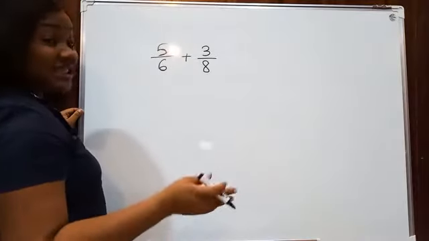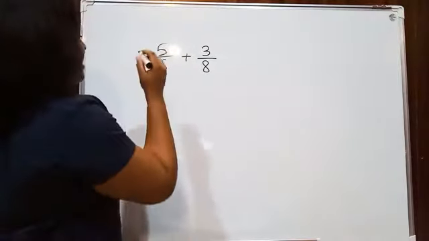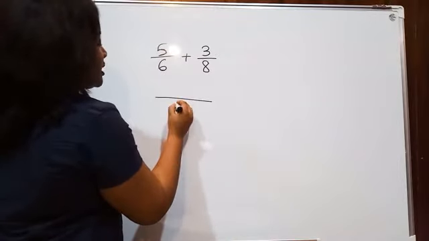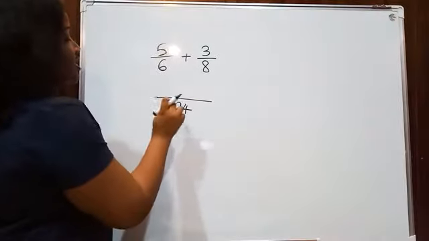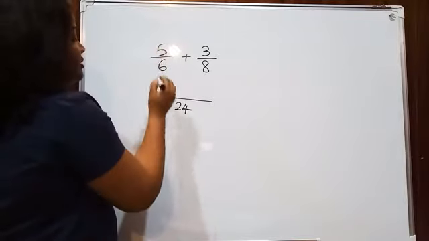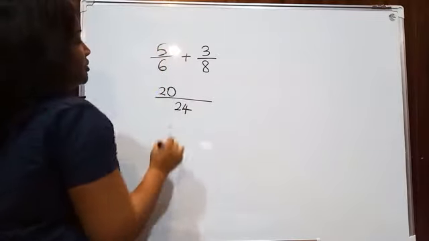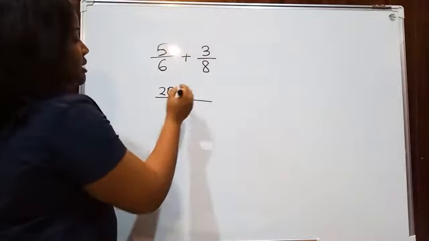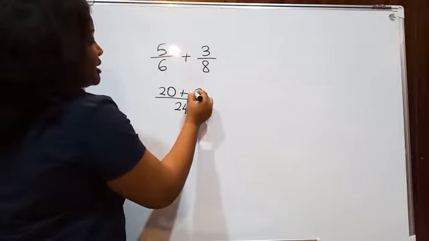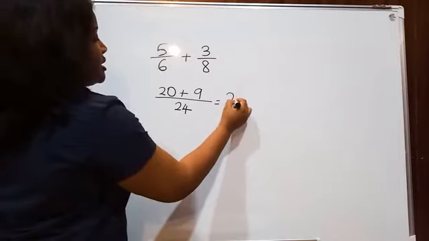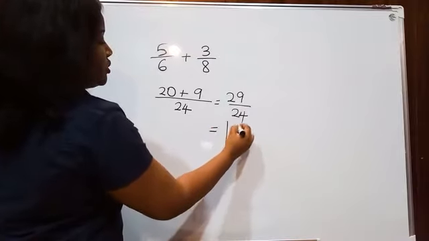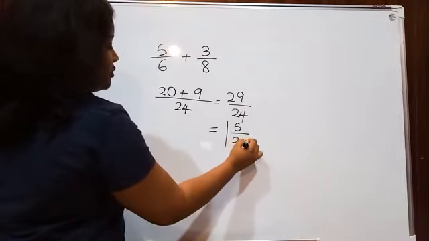Another way of solving this, an easier way, is by saying: remember the LCM is 24, we'll bring down 24 here. You say 24 divided by 6, which is 4. 4 times 5 is 20. Then bring down this plus. 24 divided by 8 is 3. 3 times 3 is 9, which gives us 29 over 24, which still gives us one whole number, 5 over 24.